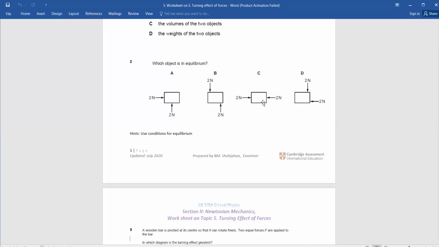Only in C, we are getting both of them from opposite sides, right? And directly perpendicular. Here we are getting it at the corner, so they are not balanced. They are turning. But here we are getting it in the middle. That's why they will be balanced, right? 2 Newton and 2 Newton on opposite sides, they will be balanced and will stay in equilibrium. So C is the correct answer.